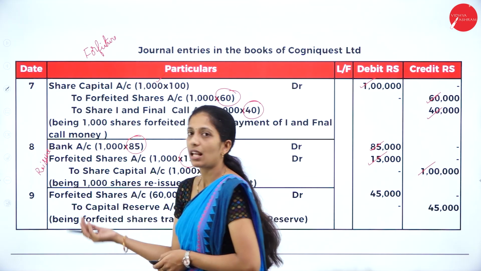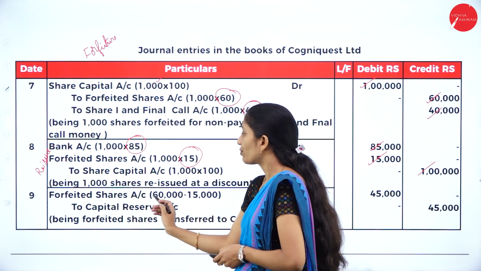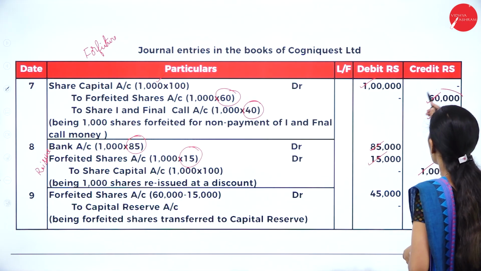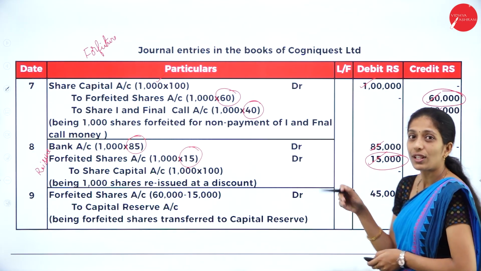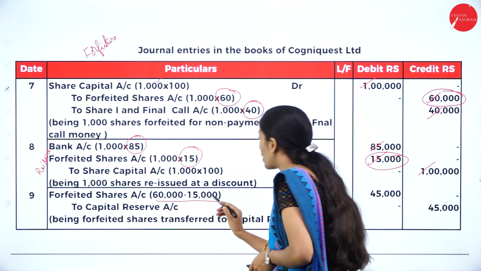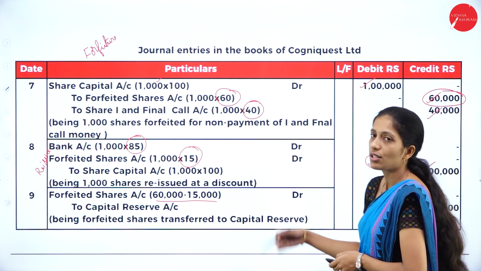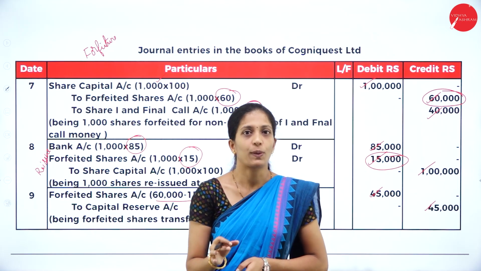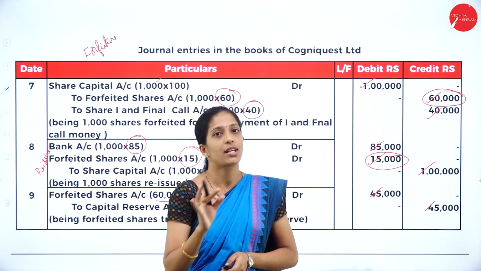Next, you have to transfer that forfeited shares to capital reserve. What is the entry? Forfeited shares account data to capital reserve. Now in your forfeited shares account, we have 60,000 and in the next entry, we have 15,000. So that difference amount will be transferred to capital reserve. 60,000 minus 15,000, that is how much? 45,000. This will be transferred to capital reserve. So this is a problem for 12 marks. Easy problem. You have to go through all the 9 journal entries.